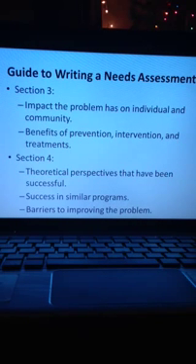So that is how you create and write an effective needs or problem statement when you are writing a grant to a funder. Thanks.